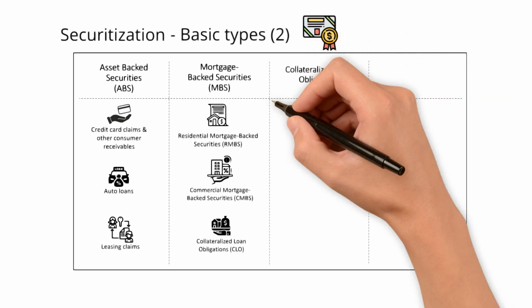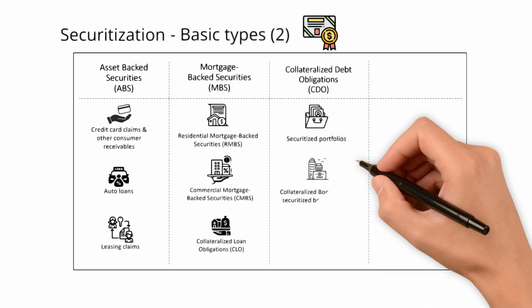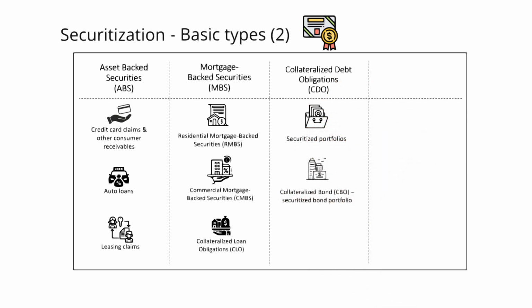CDOs are securities backed by a pool of debt instruments, such as securitized portfolios in more general terms or collateralized bond obligations. The debt instruments are typically divided into different tranches with different risk profiles. Since the assets are traded on exchanges, it is easier to evaluate their default risks.